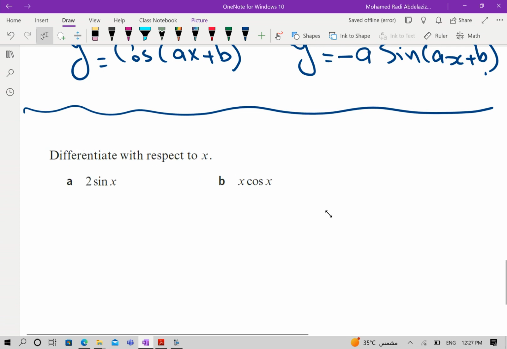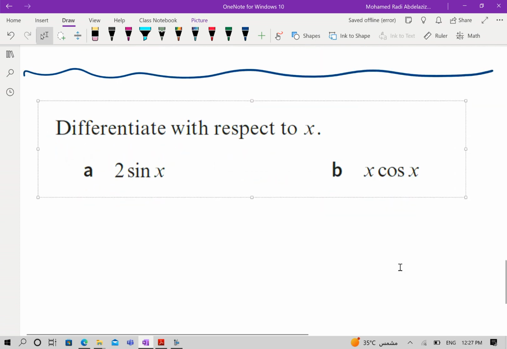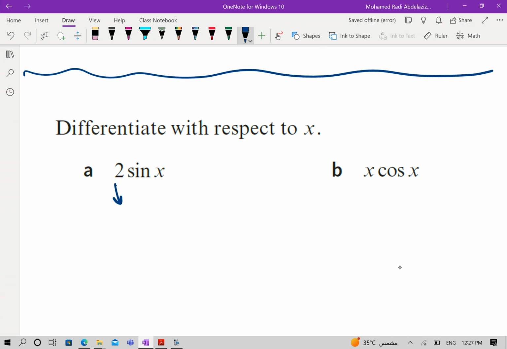Question number 1. Differentiate with respect to x. 2 is constant. Because it's constant, leave it. Multiplication. Differentiation of sine is cosine x.